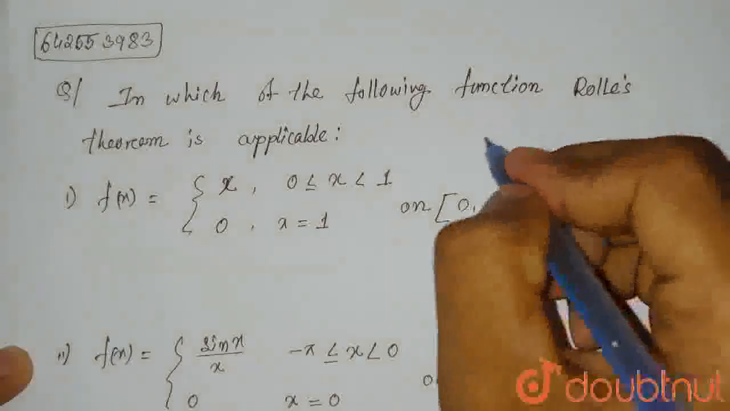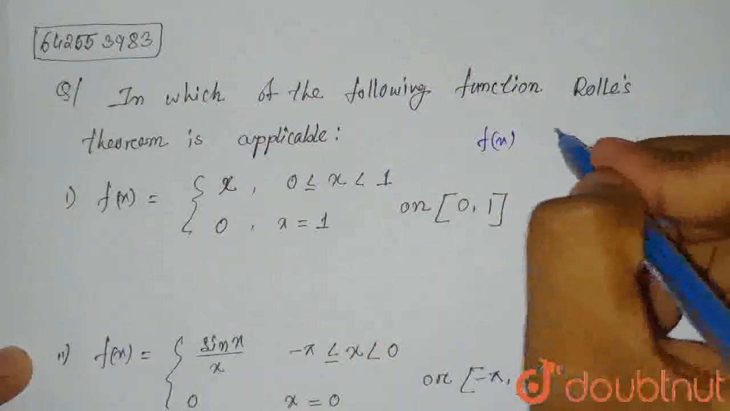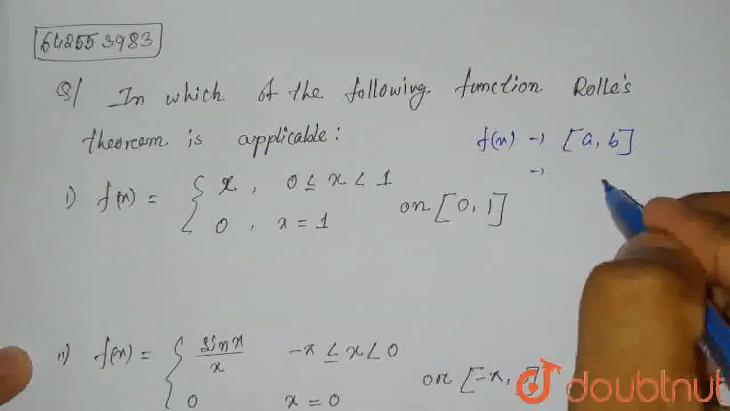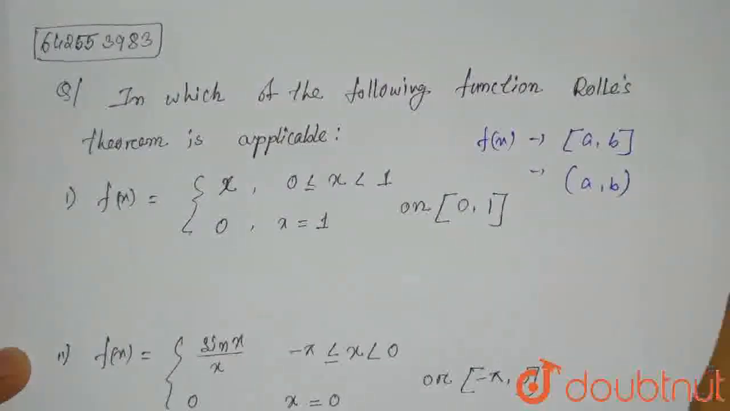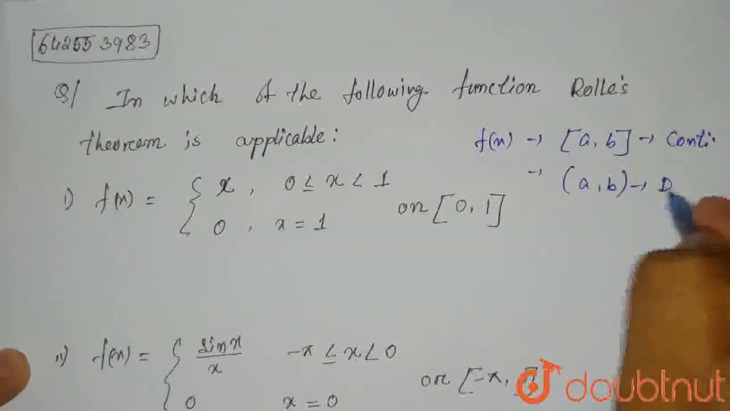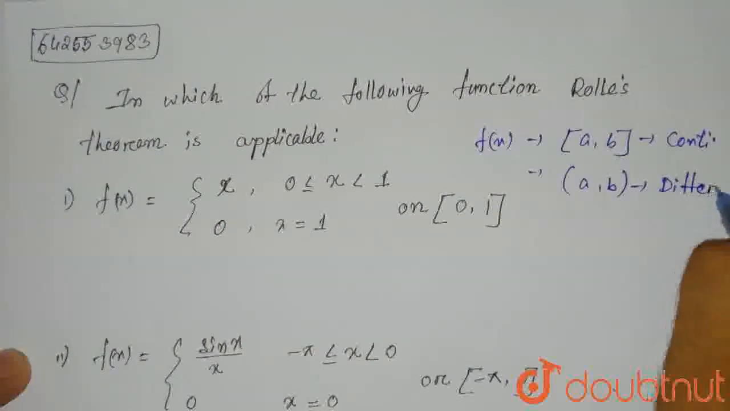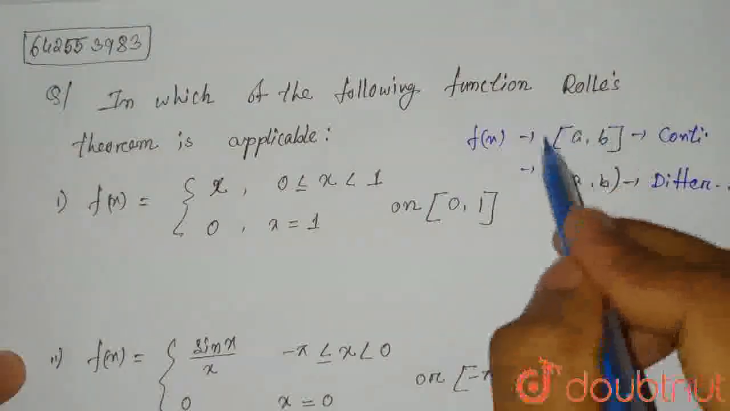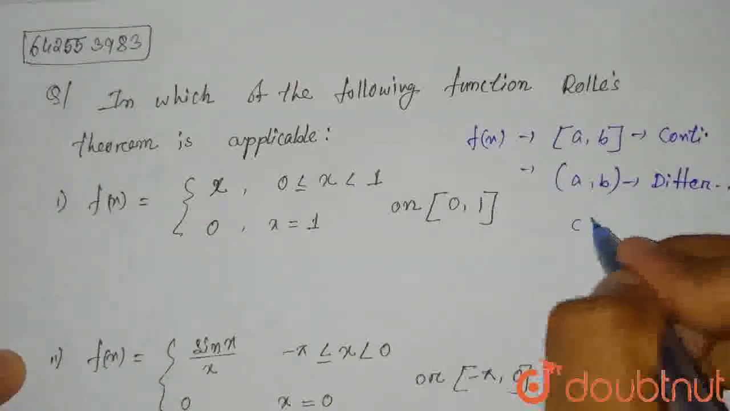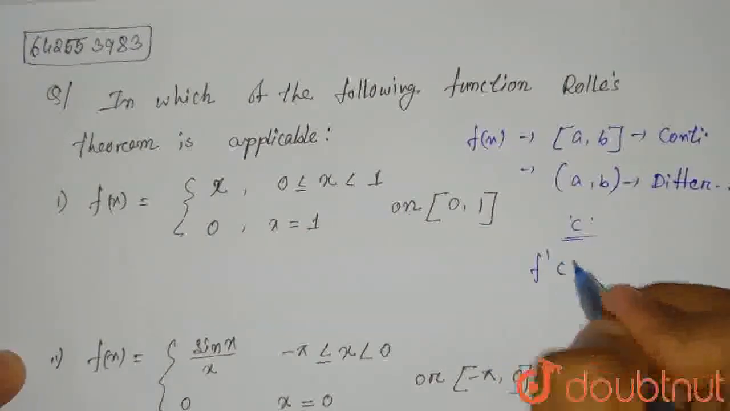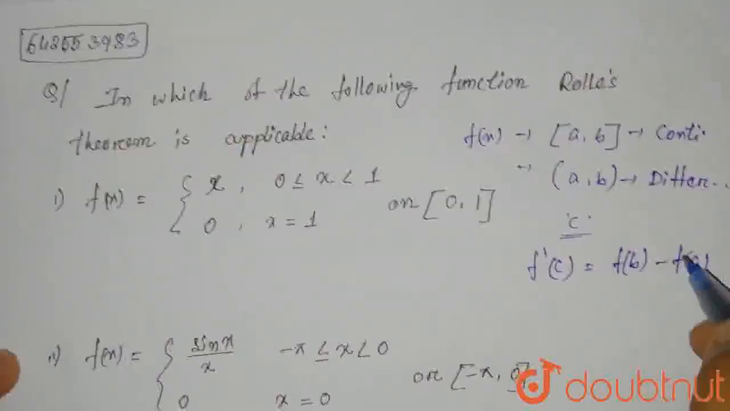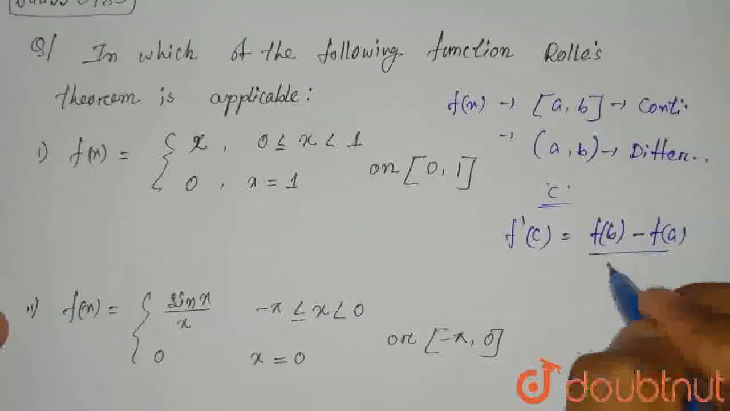Rolle's theorem says, if a function f of x is continuous in the closed interval a comma b and differentiable in the open interval a comma b, that means in this closed interval it is continuous, and in this open interval it is differentiable, then there exists a point c in which f dash of c is equal to f of b minus f of a divided by b minus a.